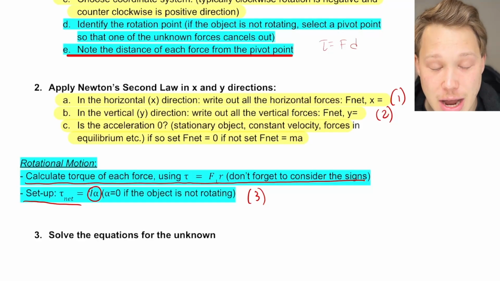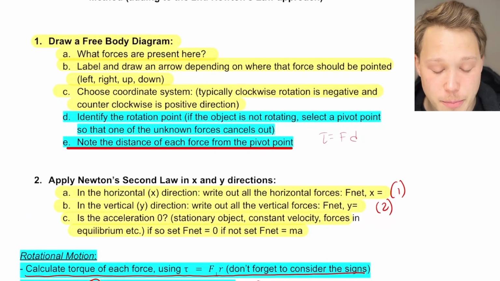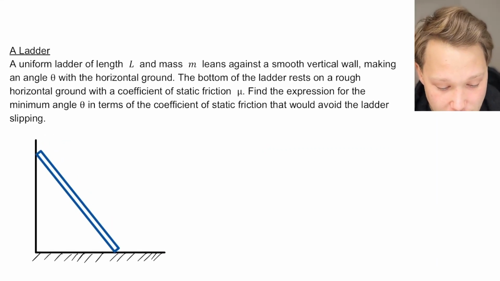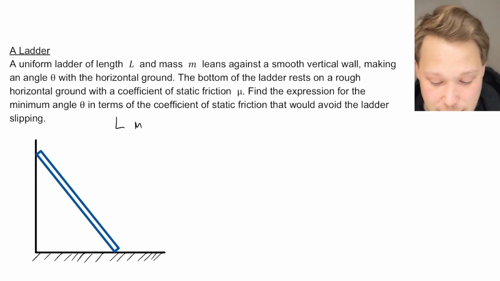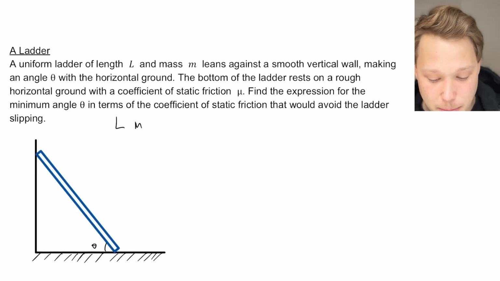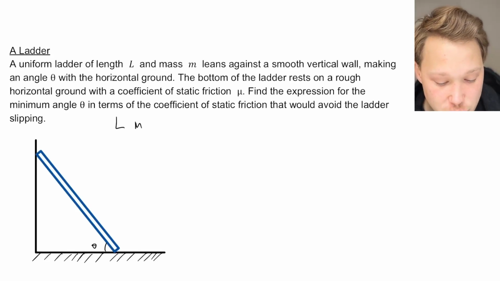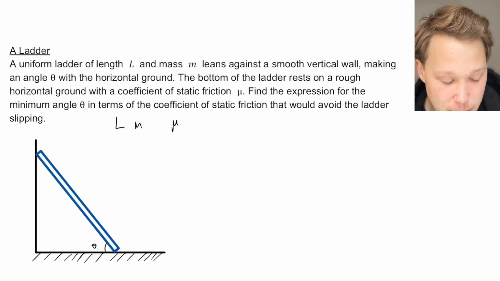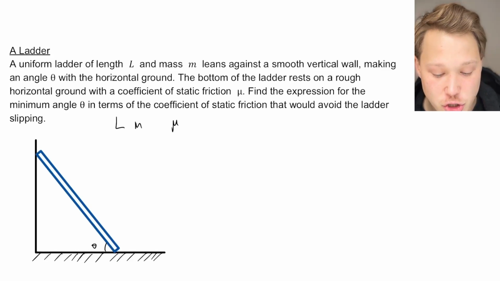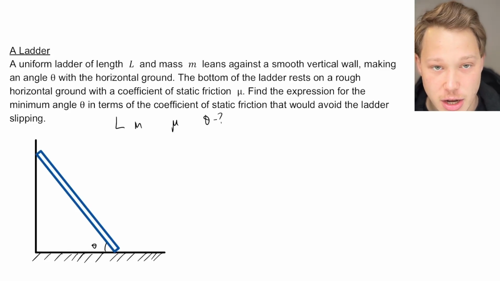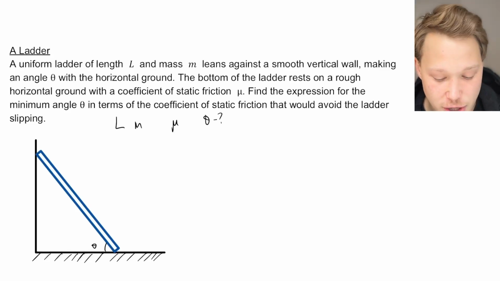So let's take a look at how these steps apply to the following problem. Here we have a ladder. A uniform ladder of length L and mass m leans against a smooth vertical wall, making an angle theta with the horizontal ground. The bottom of the ladder rests on a rough horizontal ground with the coefficient of static friction mu. Find the expression for the minimum angle theta in terms of the coefficient of static friction. So essentially we need to find the expression for theta in terms of all these variables that are given.